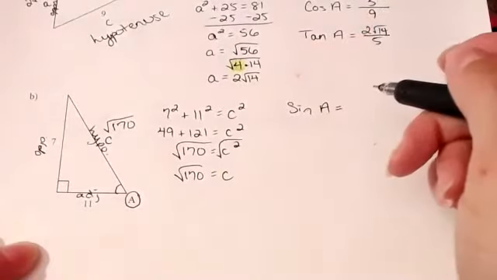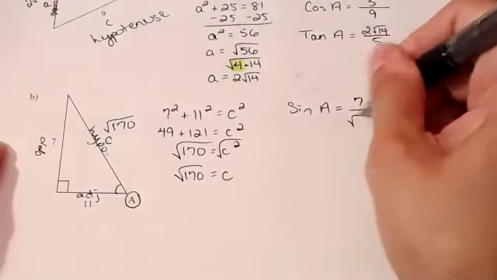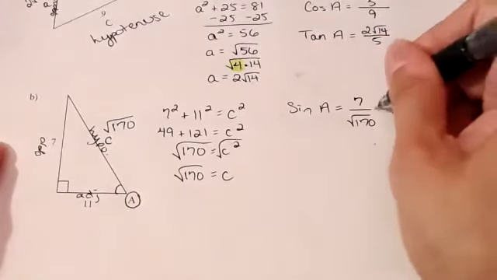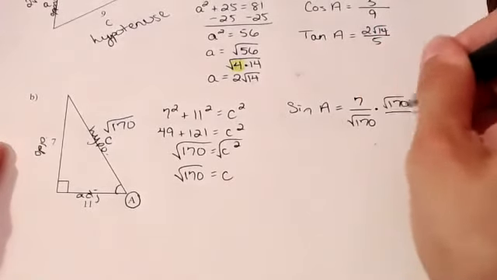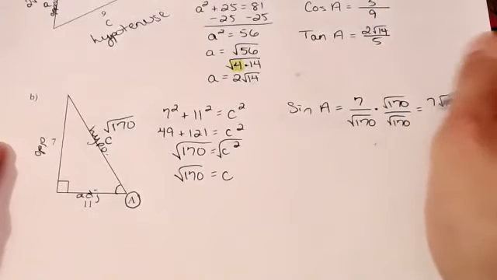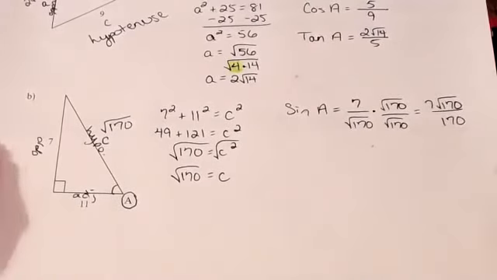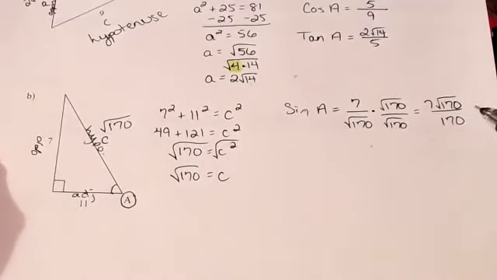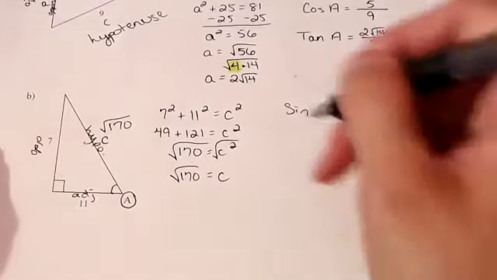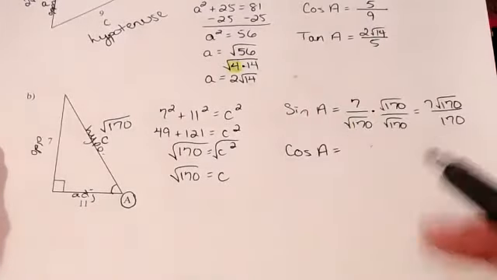Sine of A is opposite over hypotenuse. That's going to be 7 over the square root of 170. We clean this up by rationalizing. And that leaves us with 7 square root of 170 over 170. Okay, perfect. By the way, on your homework assignments or your test, if you do rationalize your answer and it marks it wrong, just tell me. I'll give you the points right back. I would much rather you rationalize your answers than not.